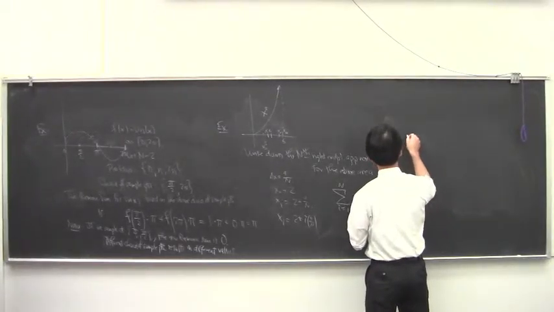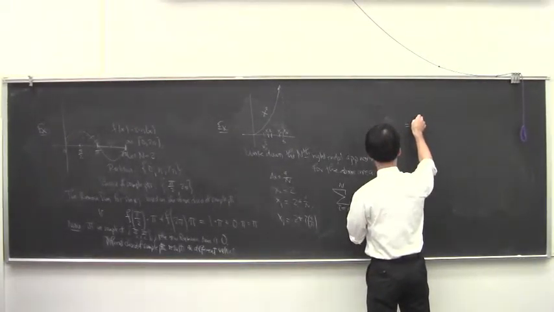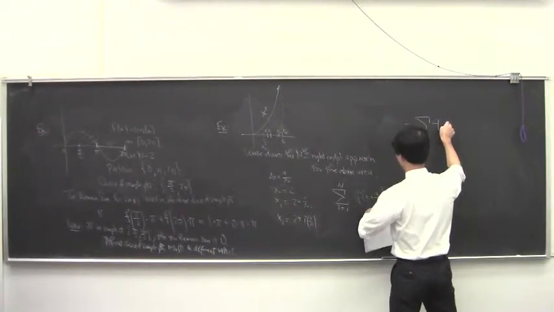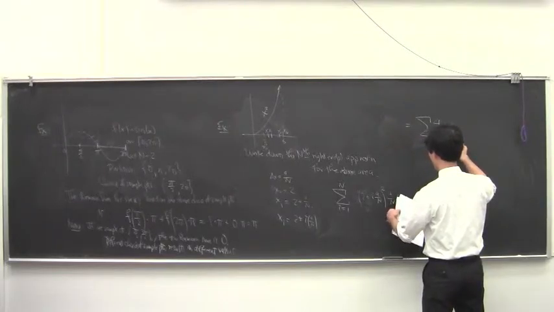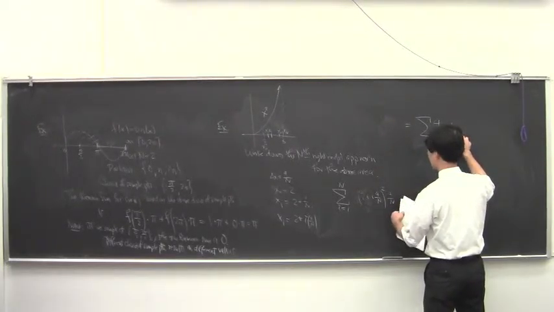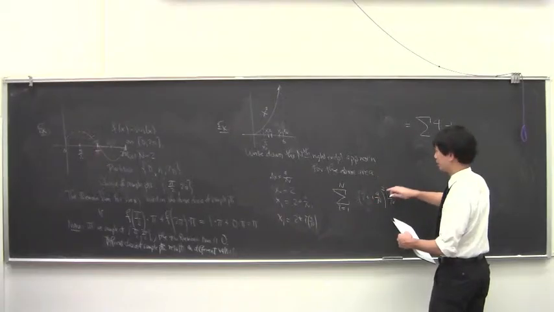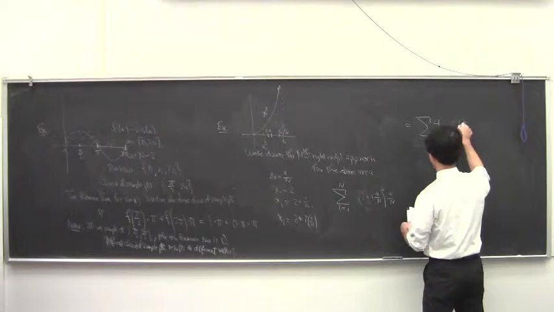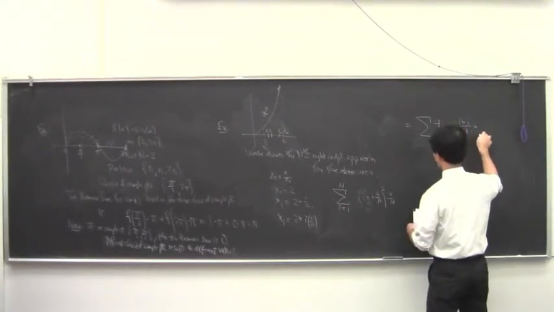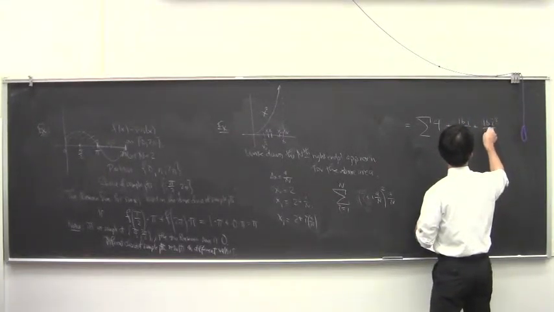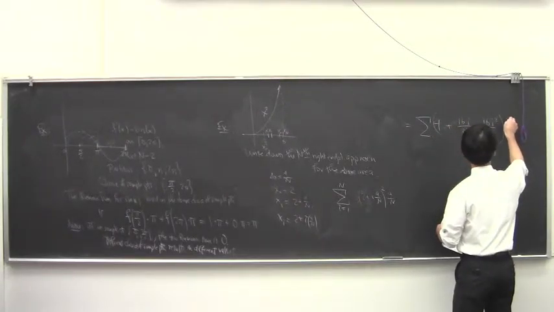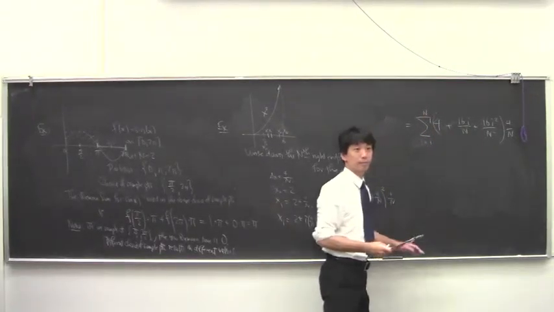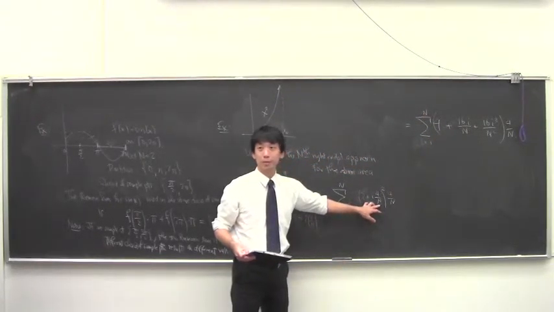If you write it out, you end up with a summation. Multiplying this, you end up with 4 plus 16i over n plus 16i squared over n squared, times 4 over n, from i equals 1 to n. Just squaring this thing here.